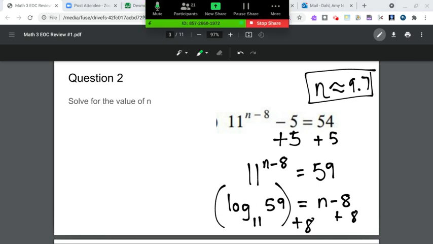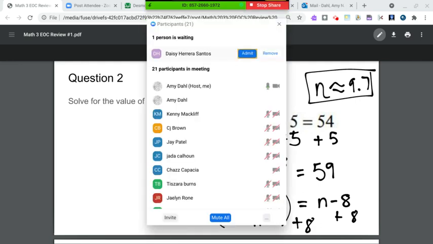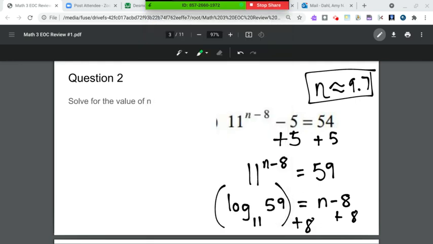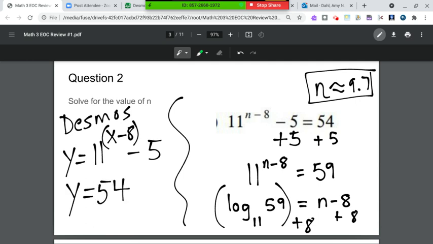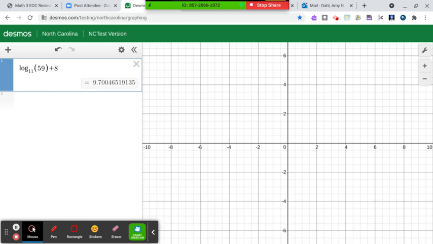Okay, Ms. Dahl, I'm never going to remember that. How can I use Desmos instead? Let me show you. Okay, I can show you on Desmos. So if you want to do the Desmos way, you're going to plug in y equals 11 to the power of x minus 8, minus 5. Put this in parentheses though. And then in the second y equals, you put the right-hand side in. And you look for the point of intersection. Okay? Go to Desmos. Watch.